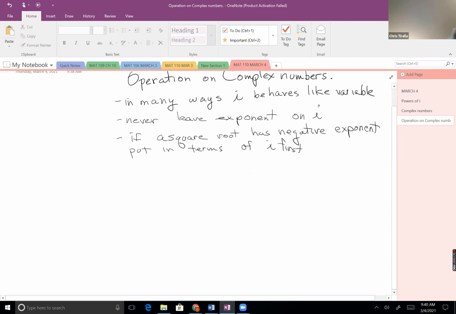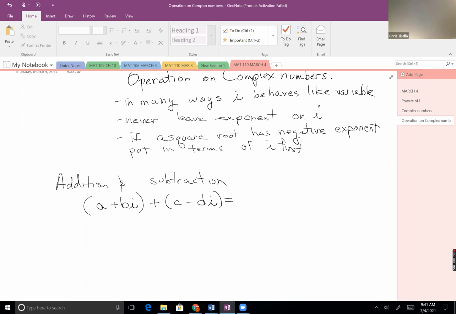So, that having been said, let's start looking at addition and subtraction. In general, if I have a plus bi plus c minus di, when I add 2 complex numbers, again, in many ways, i acts like a variable. And so when I do this addition, I almost think of the idea of combining like terms.